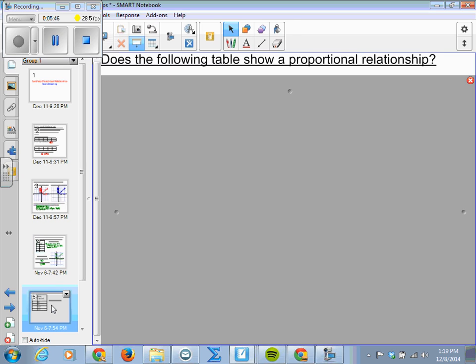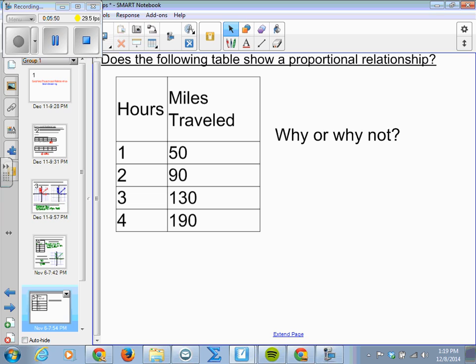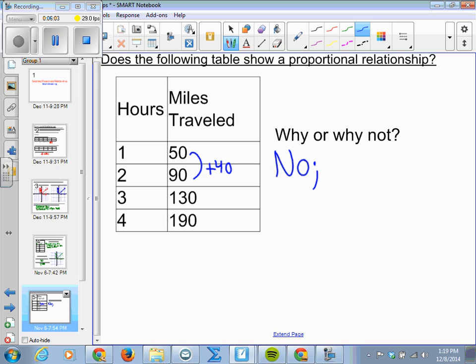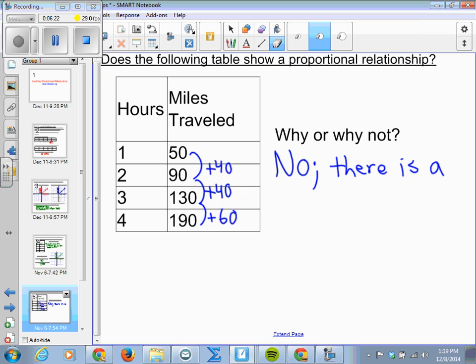Finally, does this table show a proportional relationship? Why or why not? And the answer here is no. Because we don't have a constant rate. See, the jump here is 40. We have 40 again. Ooh, we're going 60 here. So the reason why we can say that there is not a constant rate. You can expand on that as you want to. You can word it differently. I left out the word not, which is kind of important there. There's not a constant rate.